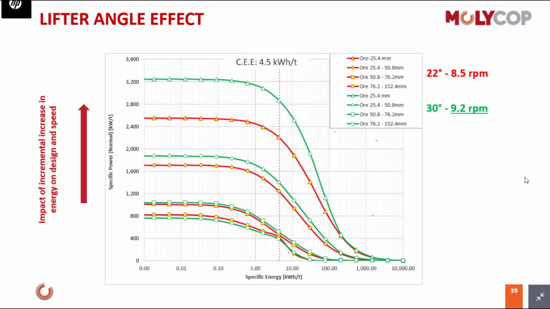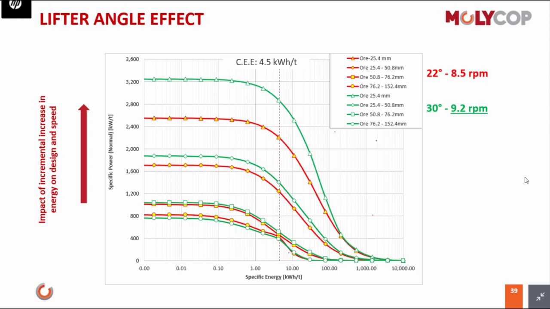So, what happens if we change the angle? For example, you can see here in this picture, at 22 degrees, 8.5 RPM is the red ones, and at 30 degrees, 9.2 RPM, so increasing the RPM, because you can see here, you increase the RPM to try to obtain more power.